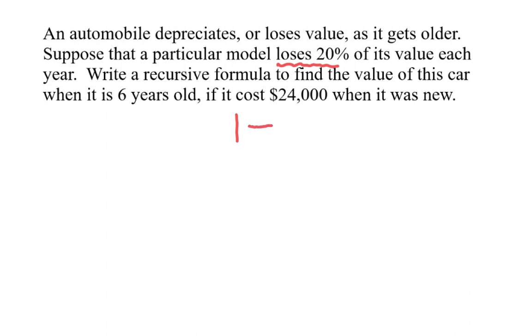Okay? Now, we should calculate this as 20% divided by 100. Figure out what proportion that is. 0.2. So it's 1 minus 0.2. Now you calculate that. That's 0.8. That's what we're going to be multiplying by. Again, cars don't gain value, but if it said it was gaining, we would do 1 plus 0.2.